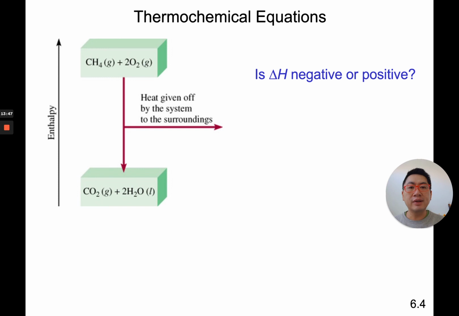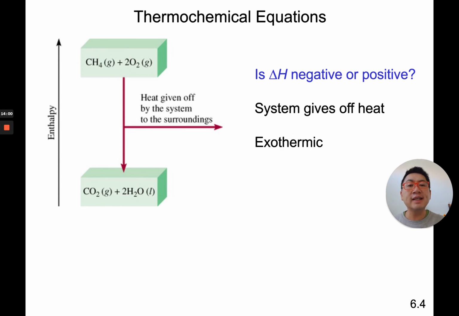Here's another example. Is delta H of this given picture negative or positive? Well, I see heat is given off to the surroundings. If heat is given off, this is exothermic. Something's burning, it gives off heat. So it's exothermic, and exothermic delta H is negative.